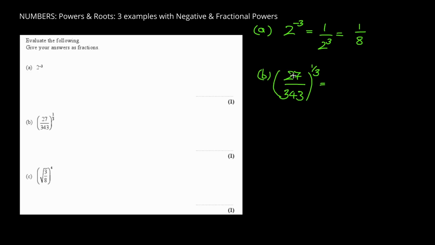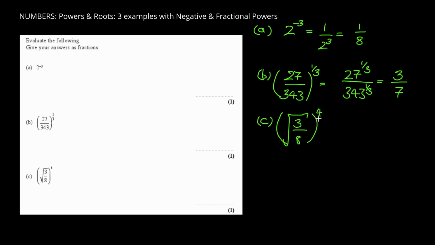Well, because this is a divisional fraction and they're both raised to the power of the third, we can split that third between the top layer and the bottom layer. What does a third mean? A third means the cube root. So this is equal to the cube root of 27 is 3, and the cube root of 343 is 7.